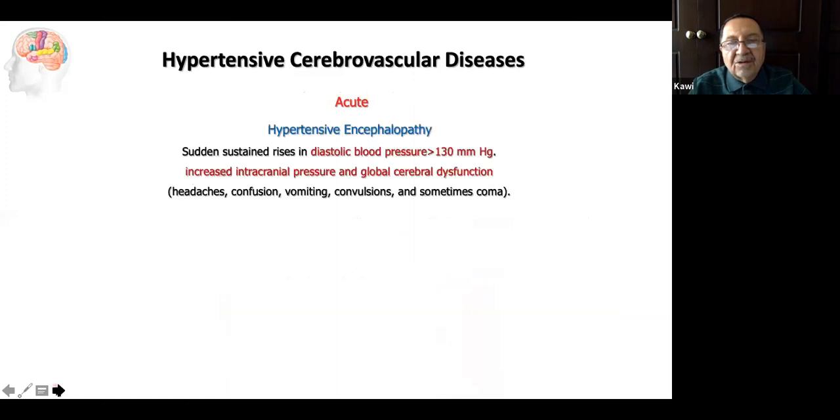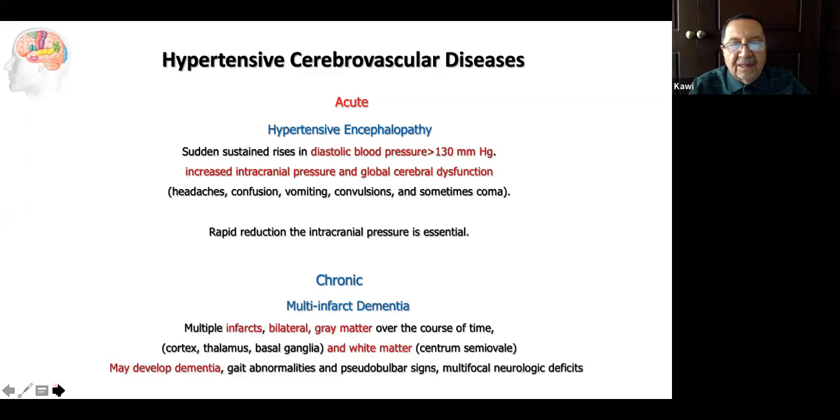Hypertensive cerebrovascular disease in the acute stage: there is hypertensive encephalopathy, a sudden sustained rise in the diastolic blood pressure over 130 millimeters of mercury, and that increases the intracranial pressure, causing headache, confusion, vomiting, convulsions, and coma. Rapid reduction of intracranial pressure is essential in such an acute case.